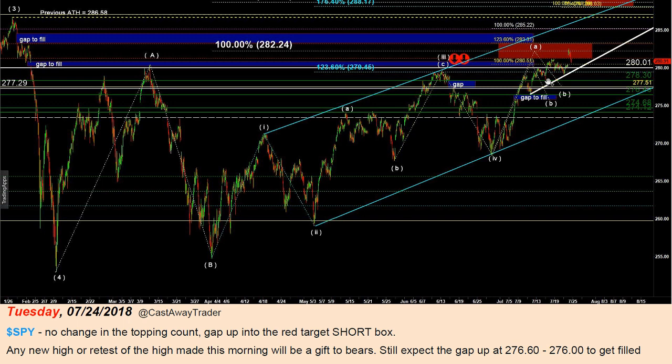And what you are looking for all the time when you are tracking an extended bull run is an exhaustion gap making another high. And this is exactly what happened at the open of Tuesday. And I posted: no change in the token count, gap up into the red target short box. Any new high or retest of the high made this morning will be a gift to bears. Still expect the gap up at 276.60 to get filled.